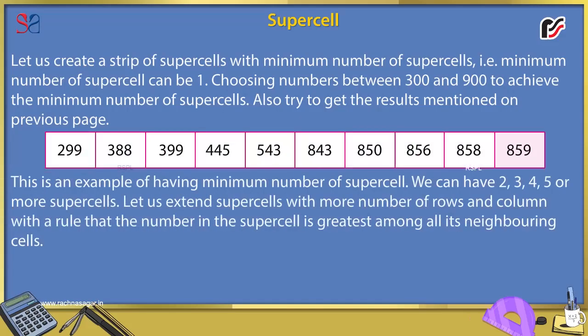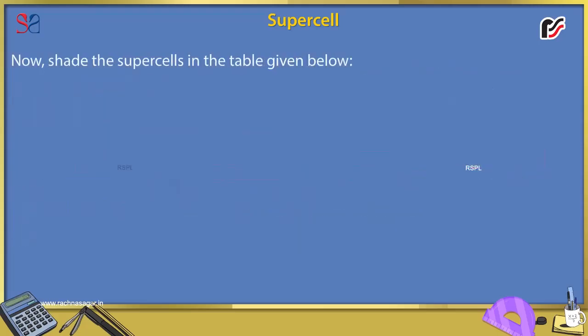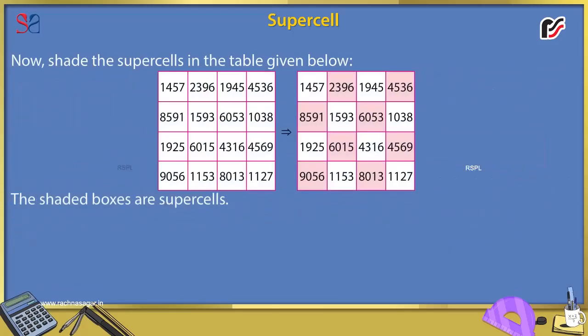This is an example of having minimum number of supercell. We can have 2, 3, 4, 5 or more supercells. Let us extend supercells with more number of rows and column with the rule that the number in the supercell is greatest among all its neighboring cells. Now, shade the supercells in the table given below. The shaded boxes are supercells.